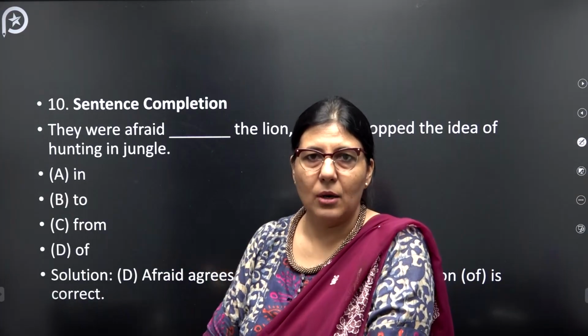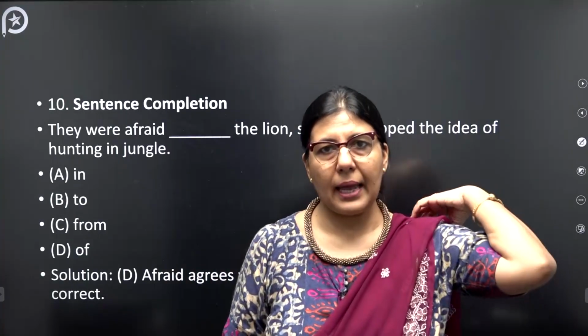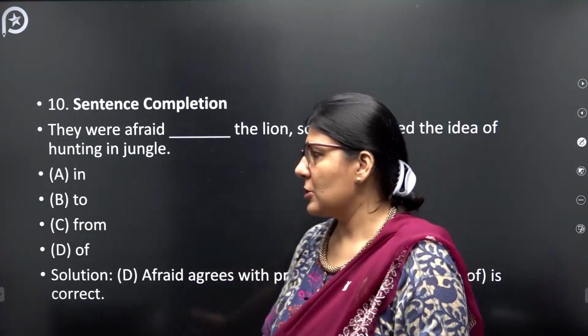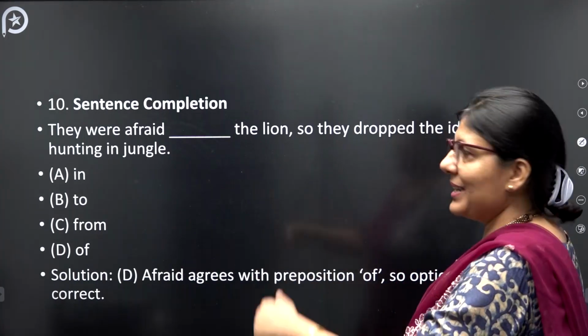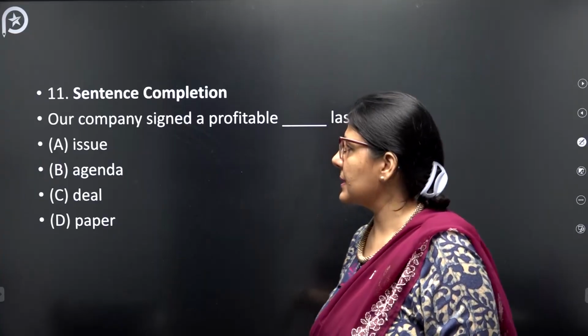It isn't my pet who I've been taming. So, you know, the lion in the jungle is a wild animal. So, nobody has tamed it. So, why should I be taking something from, right? So, it's a simple agreement over here. And that is why the option of is correct over here. Now, let us move a little ahead. One more example of sentence completion, and that's it.